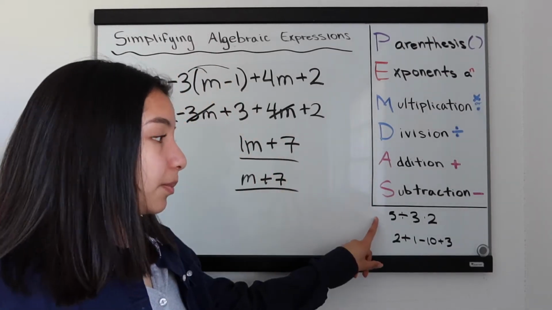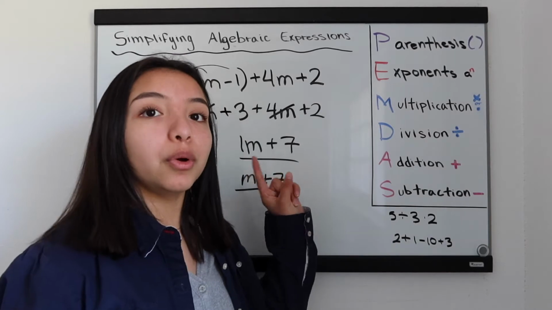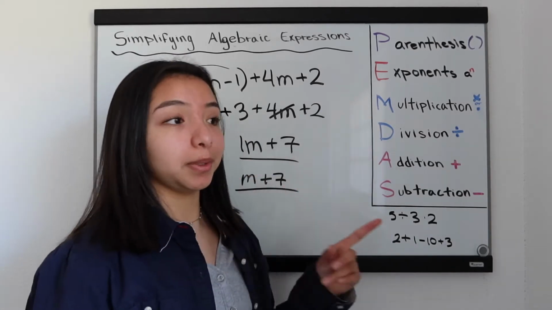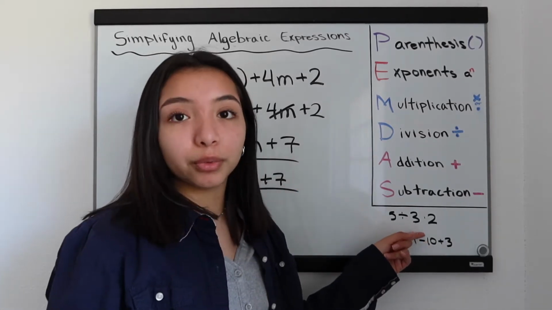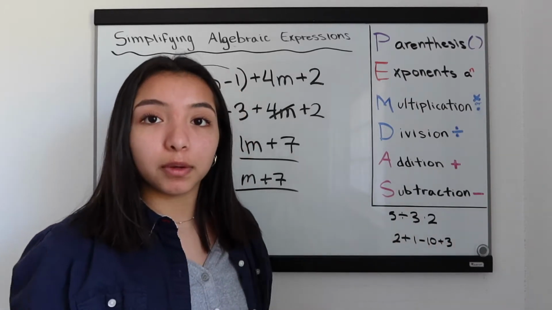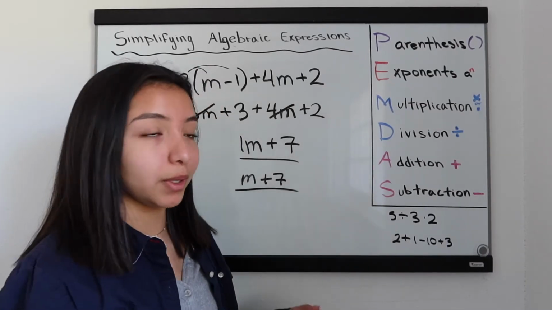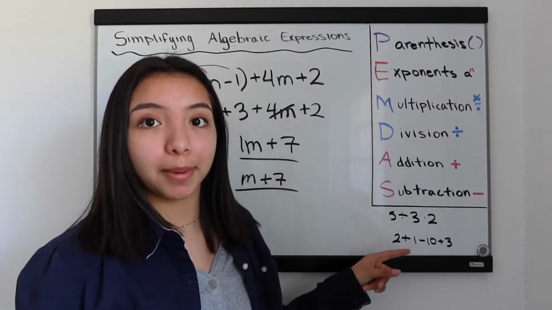So here's an example right here. 5 divided by 3 times 2. You wouldn't necessarily do multiplication first. You wouldn't do 3 times 2. You would go from left to right. You would solve it from left to right. So you would divide these first. So 5 divided by 3. Then you multiply by 2.